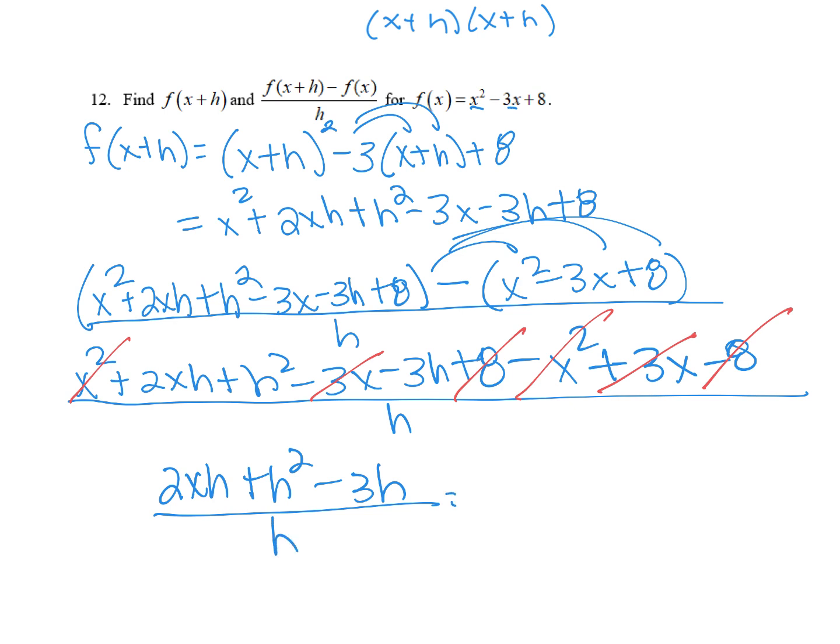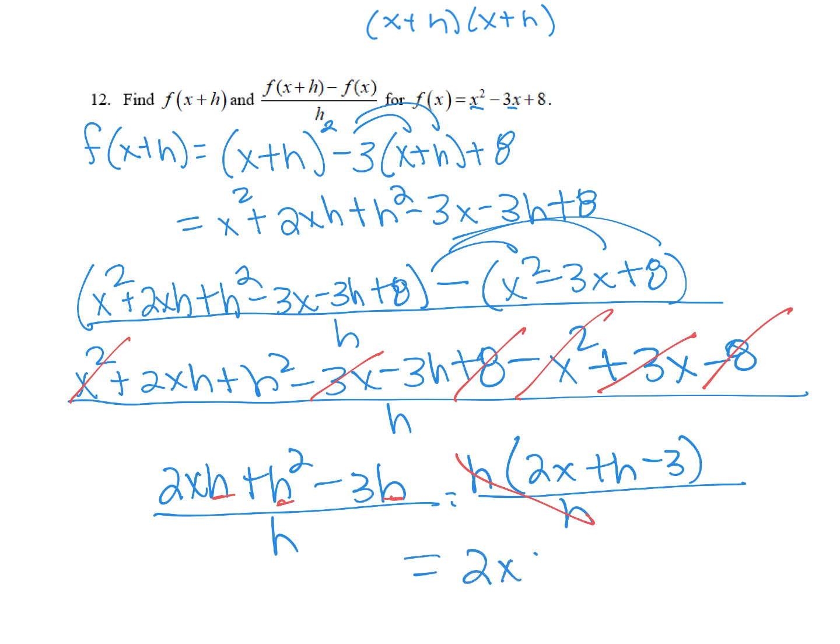So what can I do? Well, all three of these terms have an h. So we're going to factor out the common factor of h. That gives me h times 2x plus h minus 3, divided by h. So now those two divide out. So my final answer is 2x plus h minus 3.